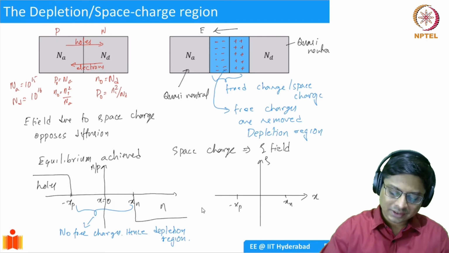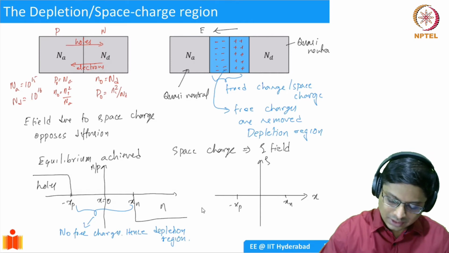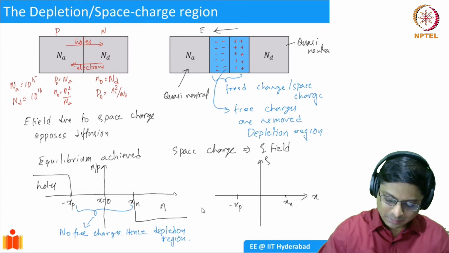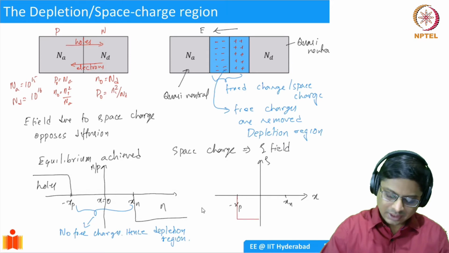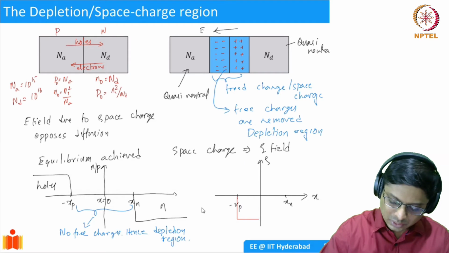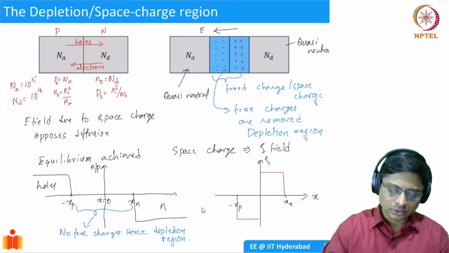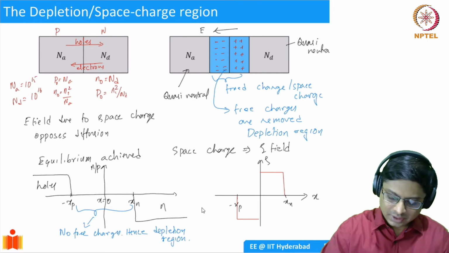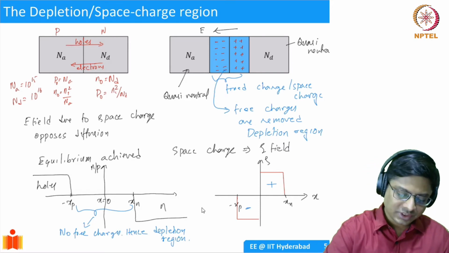So I will have acceptor ions in the p side, so I'll make it like this. And I'm going to have donor ions on the n side. So this is going to be my positive charge. This is going to be my negative charge. So always remember, this is an approximation.